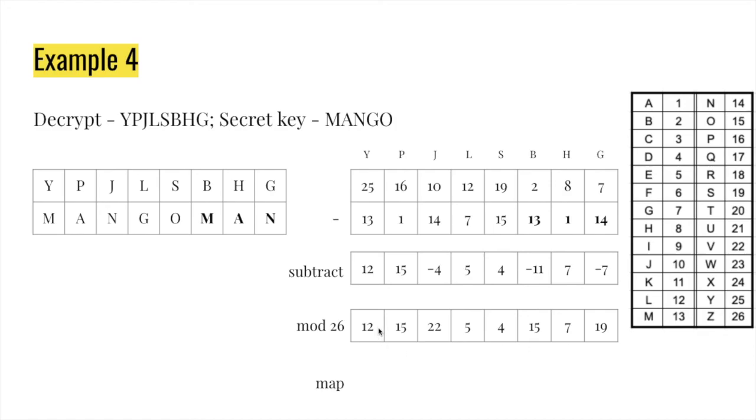So from 12 I get L, from 15 I get O, from 22 I get V, from 5 I get E, from 4 we get D, from 15 again we get O, from 7 we get G, and from 19 we get S. And we have our plain text message, which was love dogs.